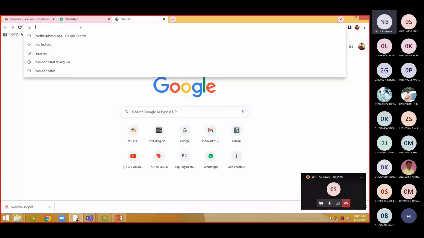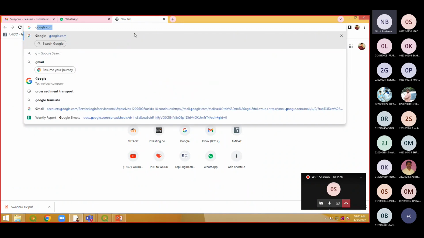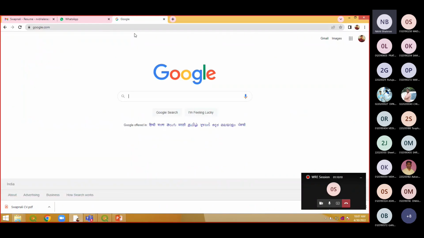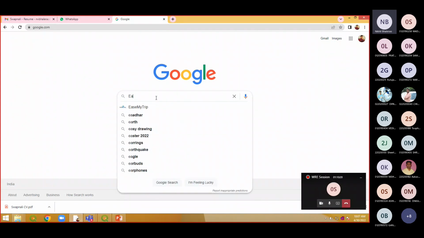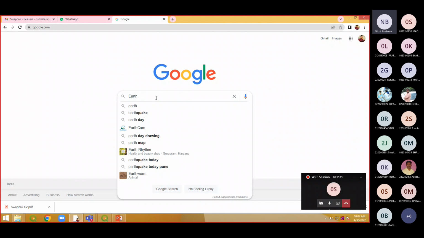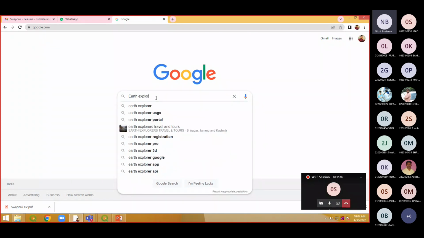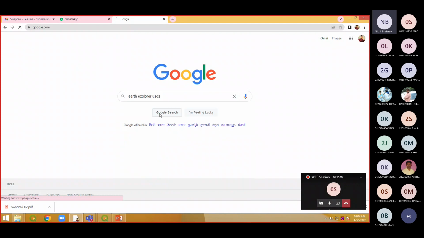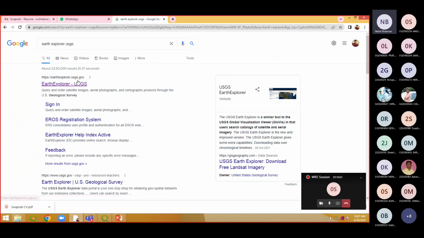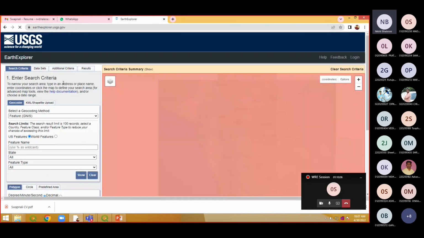There are so many links available from where you can download these data sets. But the very famous, well known website which is providing this remotely sensed data free of cost is USGS Earth Explorer. So if you search on Google for Earth Explorer USGS, you are able to see the earthexplorer.usgs.gov website. You have to click on this Earth Explorer USGS.